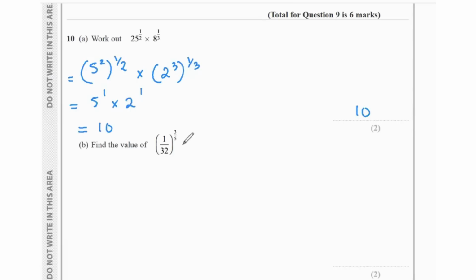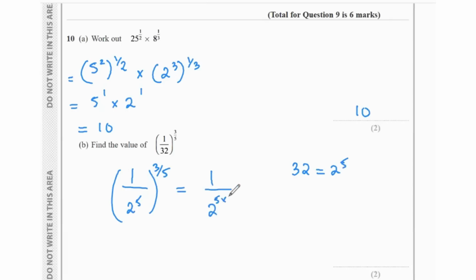Then find the value of 1 over 32 whole power 3 over 5. So once again, rewrite 32 as 2 to the power of 5. So 1 over 2 to the power of 5 whole power 3 over 5. Distribute the power. 1 to the power of anything is going to be 1. So 2 to the power of 5 times 3 over 5. Like I said previously, whenever we have a power outside the bracket and inside the bracket, we multiply them. So 5 times 3 over 5 is 3. So 2 cubed, which is 1 over 8. That is your final answer.